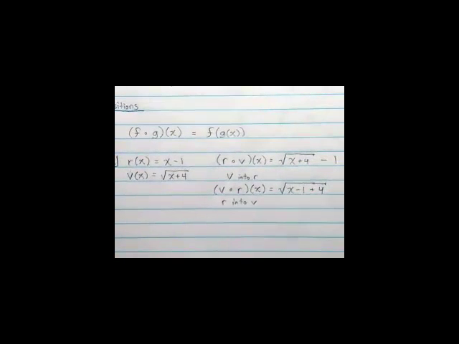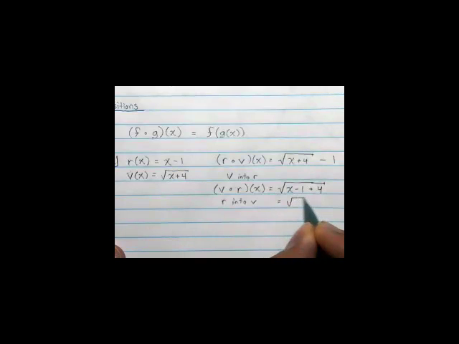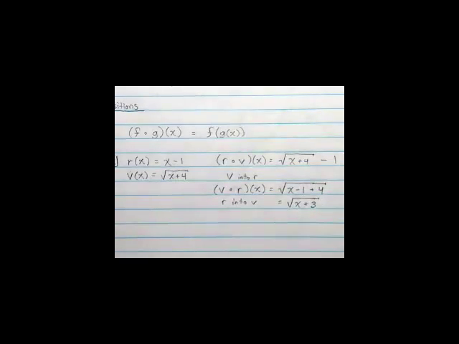Okay, and so this one we can actually simplify just a little bit. So we end up with the square root of x plus 3 is that composition. Okay, so do we feel comfortable with just the putting it together part of this? Doing compositions. Did I lose anybody there? You did it backwards? Okay. All right.